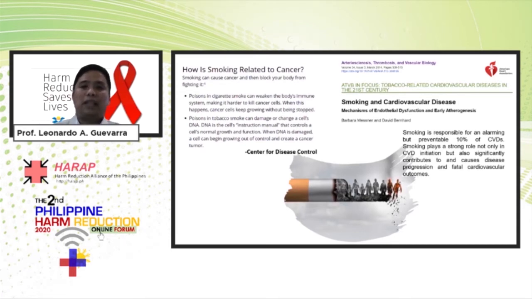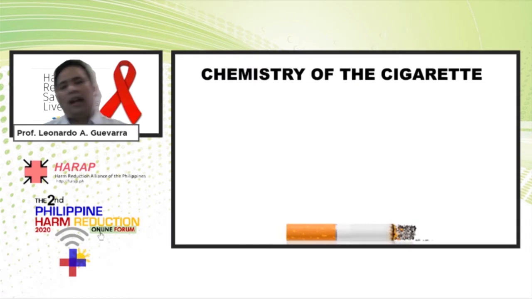The other one is cardiovascular disorders. Smoking is related to cardiovascular diseases because it has been known to start atherosclerosis formation, which is the main cause of several cardiovascular disorders. Okay. Now, let me share with you the contents of cigarettes that are highly associated with the initiation of two diseases, cancer and cardiovascular disorder.